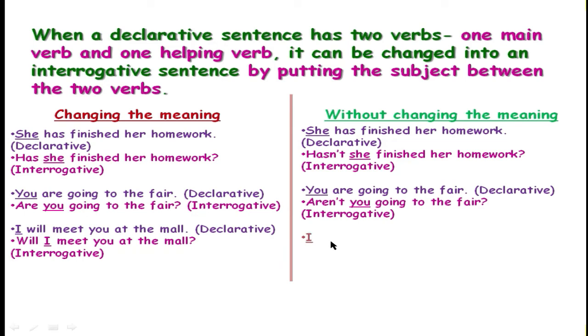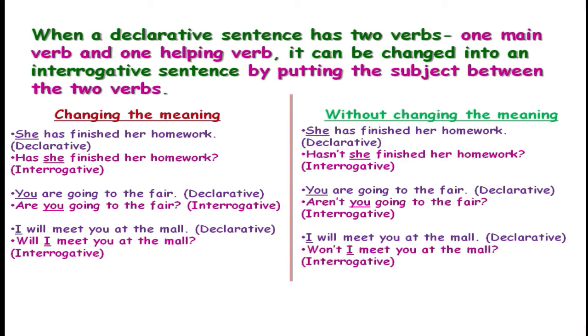One more example. I will meet you at the mall. Where is my subject? I. Where are my verbs? Will meet. I'll bring my subject I in between the two verbs and my interrogative sentence will be, won't I meet you at the mall? Now, won't is the contracted form of will not. So it is written as won't. Won't I meet you at the mall?